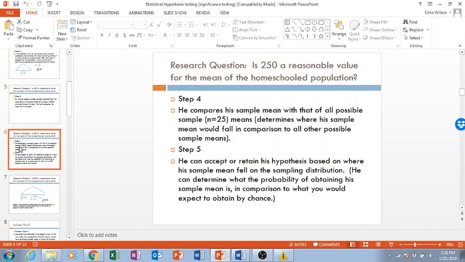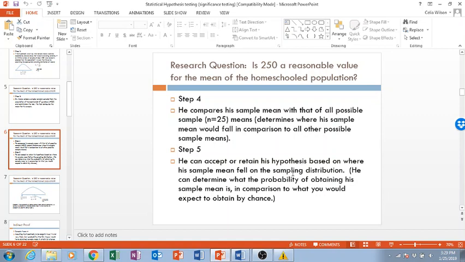So in step 4, he compares his sample mean with that of all possible sample means, determines where his sample mean would fall in comparison to all other possible sample means. So in other words, he's going to look at his sample mean on a sampling distribution of means. Based on where his sample mean falls, he can accept or retain his hypothesis.